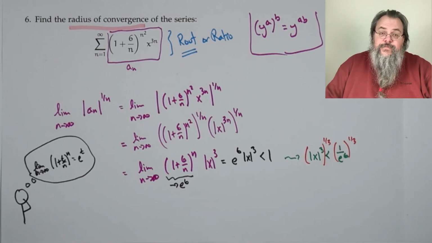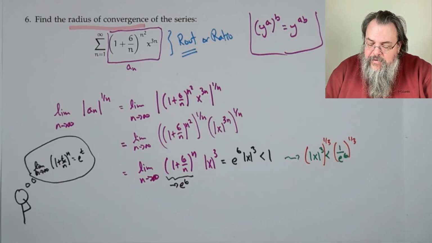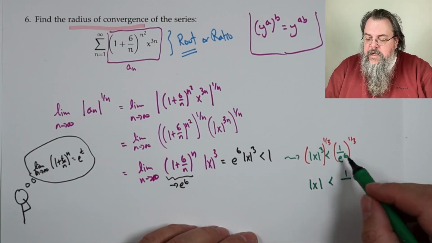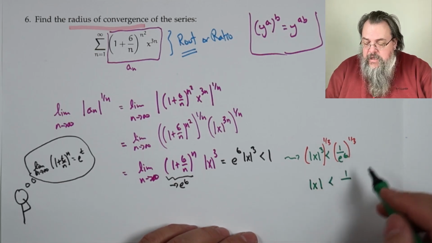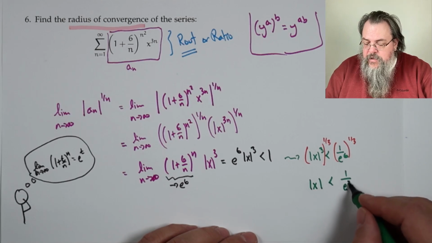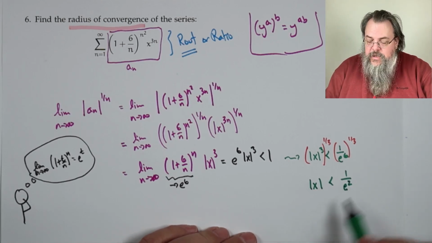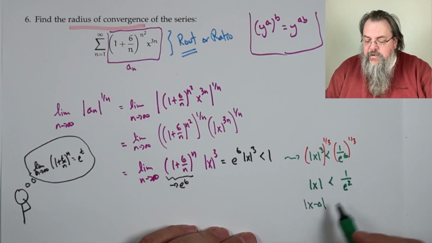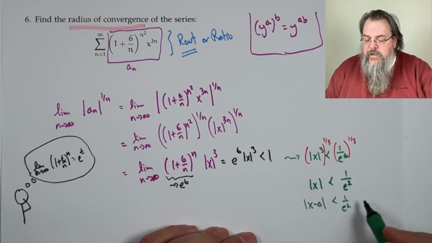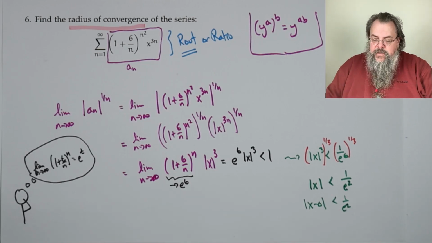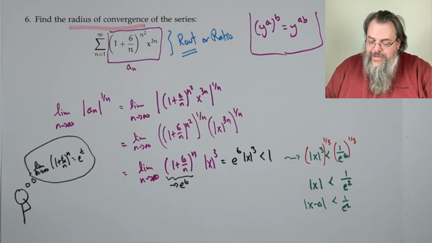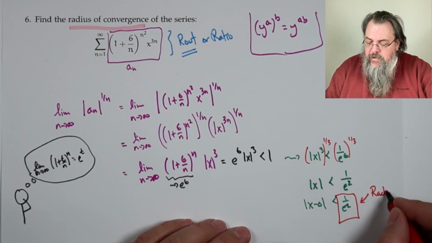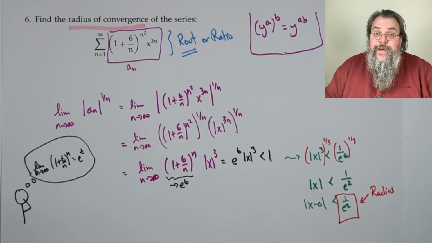And again, we just go through and say, what does that tell us? It tells us the absolute value of x is less than 1 over, and multiply these powers together again, 6 times a third gives 2, 1 over e squared. And this is the right form, right? Because this is like the absolute value of x minus 0 is less than 1 over e squared. So we're like, aha, perfect. We're centered at 0, and our radius is 1 over e squared. So here's our radius. And that's all we were after.